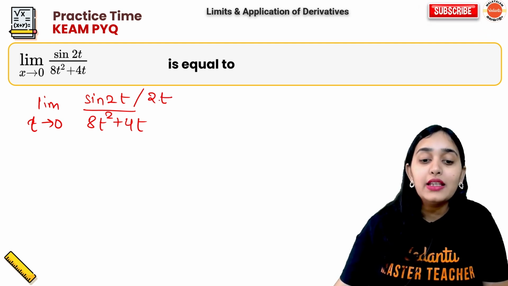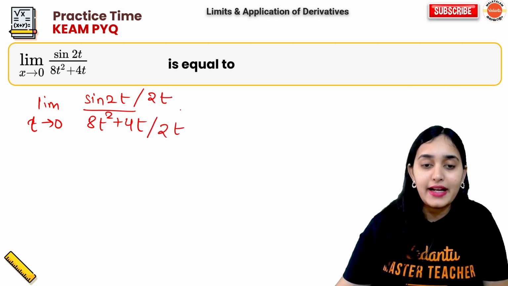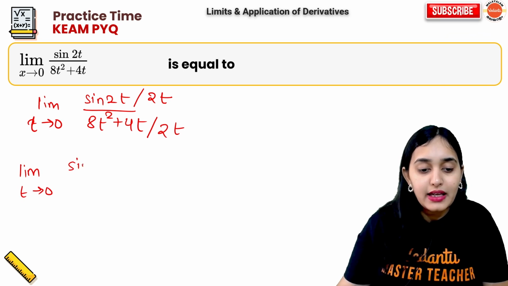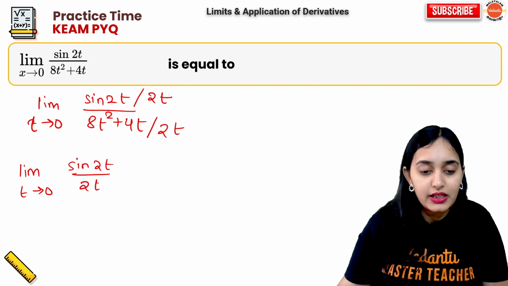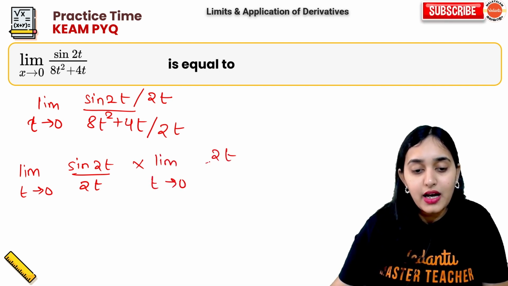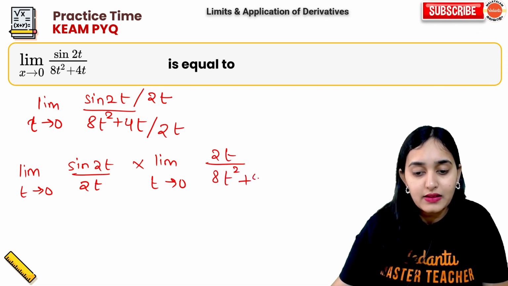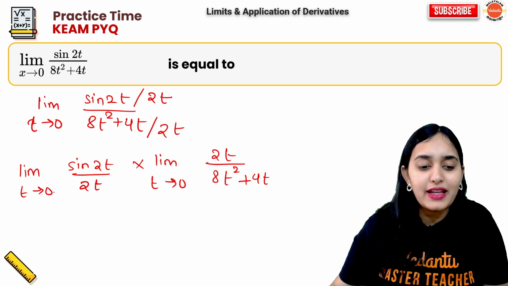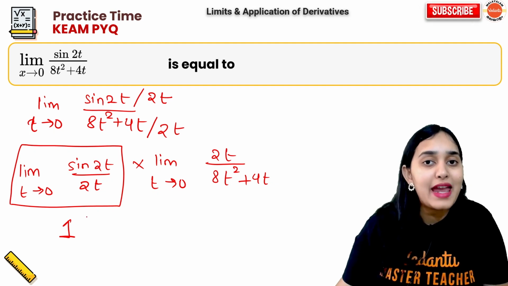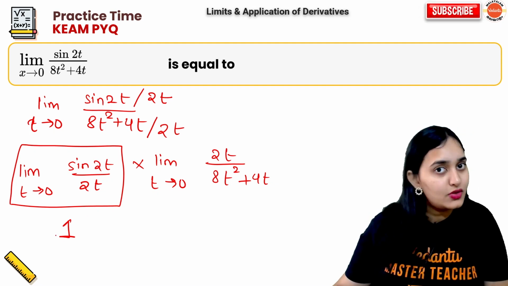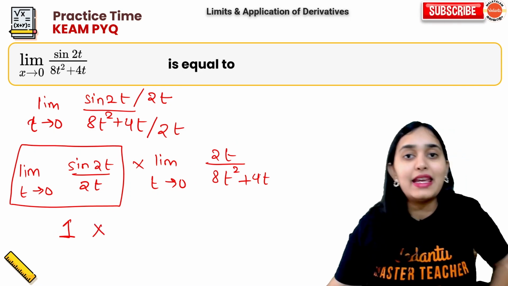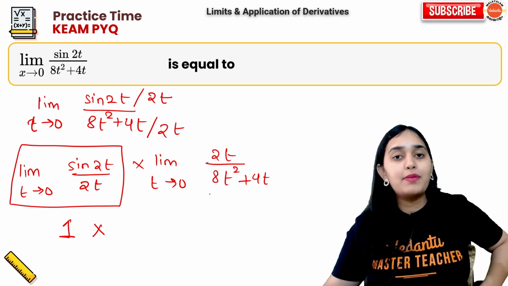So I want sine 2t upon 2t. So what will I do? In the numerator and the denominator, I divide by 2t. So now I get limit t tends to 0, sine 2t upon 2t, into limit t tends to 0, 2t upon t square plus 4t, right? Let's simplify this. This function becomes equal to 1. I told you, if it is sine x upon x, where x is approaching 0, it will be 1. So this becomes 1. Now, what happens here?